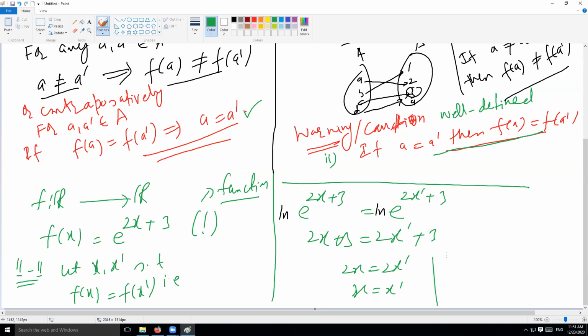So this is really the proof that hence your function f of x equal to e to the 2x plus 3 is 1, 1.